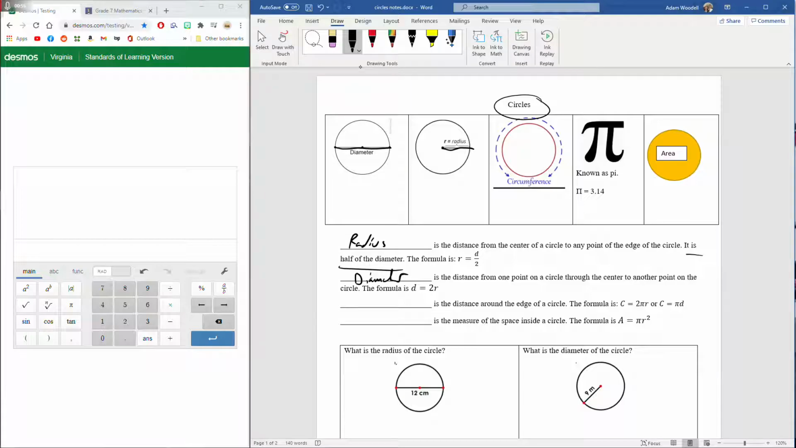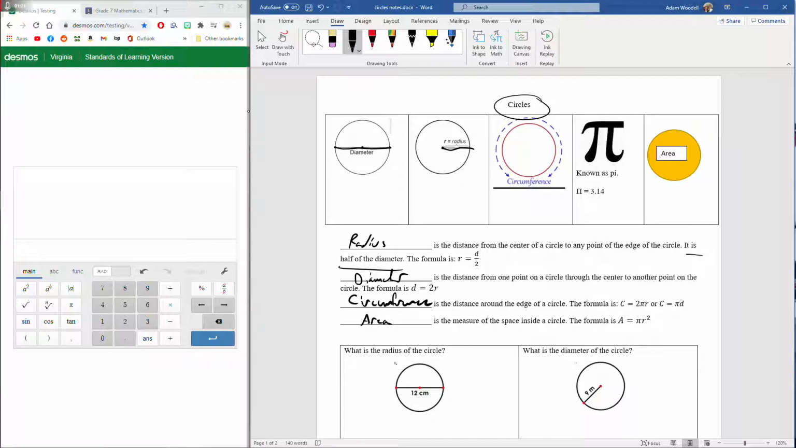Next, we have the distance around the edge of the circle. We call that the circumference. You can also think of that, we don't really call it this, but you can think of it as the perimeter of a circle. It has its own word, circumference, but we can think of the outside. And if we have the outside, we definitely have the inside as well, and we call the inside the area.